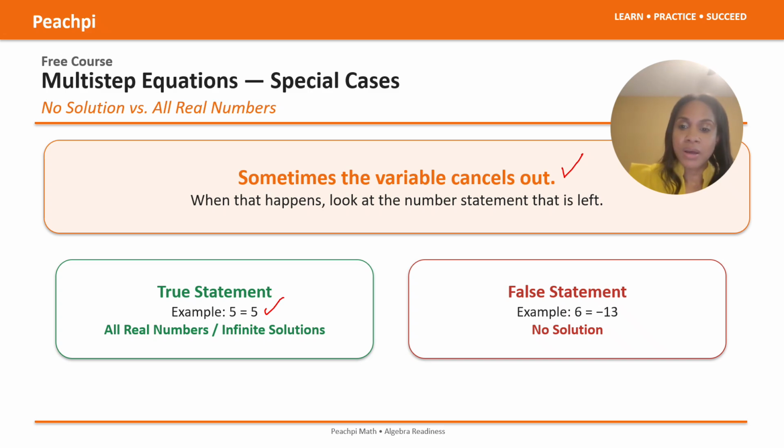If you're used to doing equations, to check your work, you plug it back in, right? So any answer would work if your variables cancel out and you get a true statement. And if you get a false statement like 6 equals negative 13, that can never happen. 6 will never equal negative 13. So if your variables cancel out, then your answer is no solution, meaning there is no answer, okay?